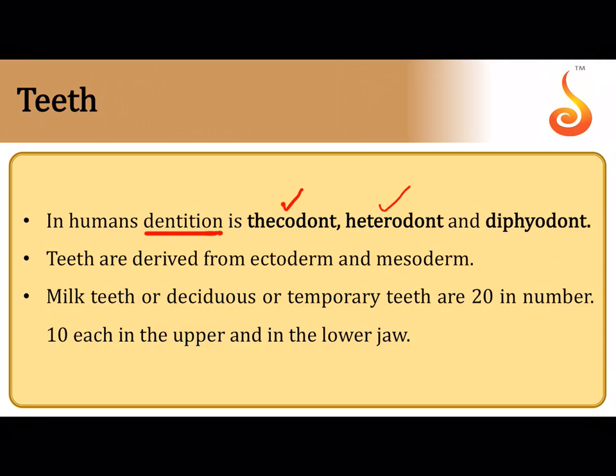Why do we say we have heterodont teeth? Because you know that we have different types of teeth. We have incisors for cutting the food. We have canines for tearing the food. We have molars and premolars for grinding the food.